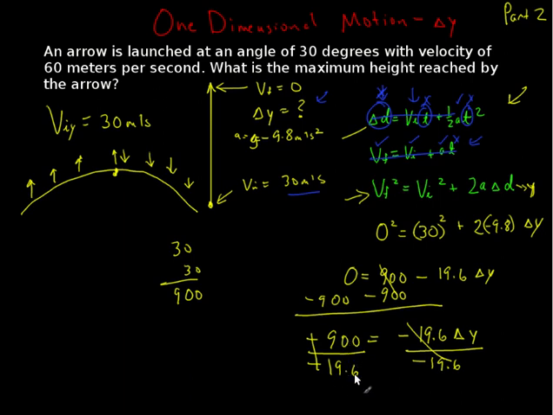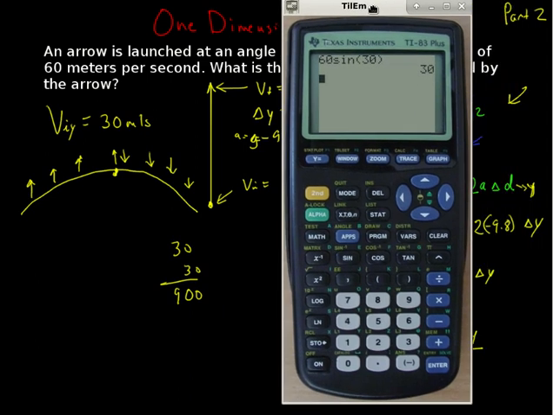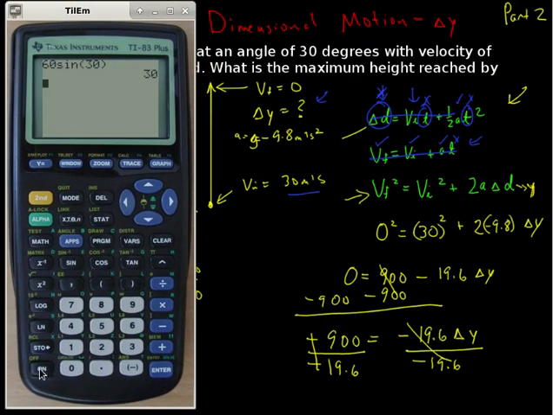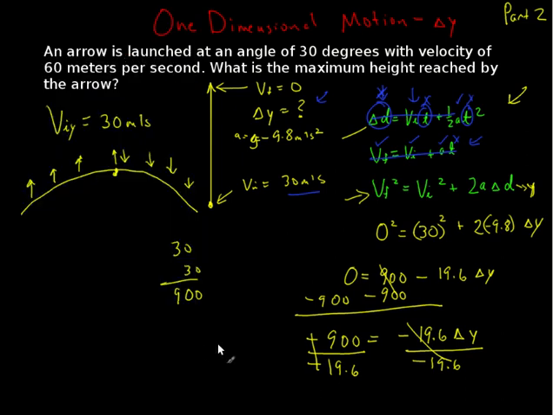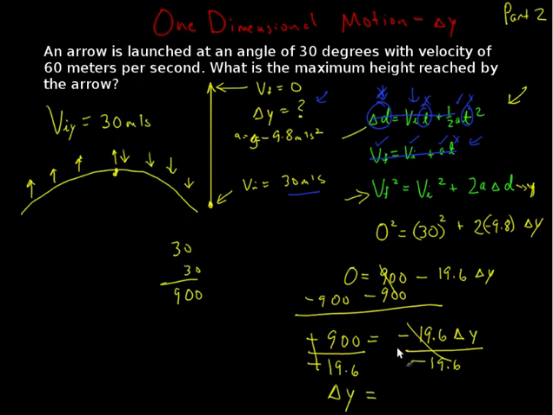and what we're left with is 900 divided by 19.6. So we'll turn on our handy calculator, and we will do 900 divided by 19.6. So we have 45.9. And so our change in y, and I'll go ahead and put the y first because it looks better, equals 45.9 meters.